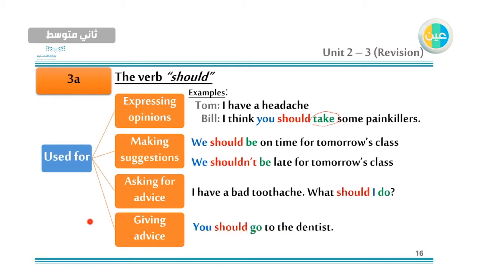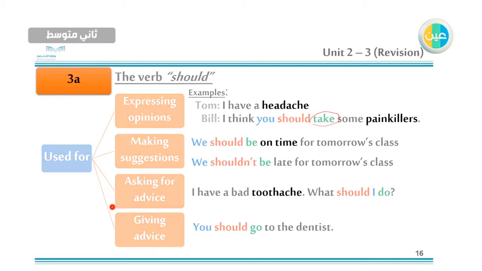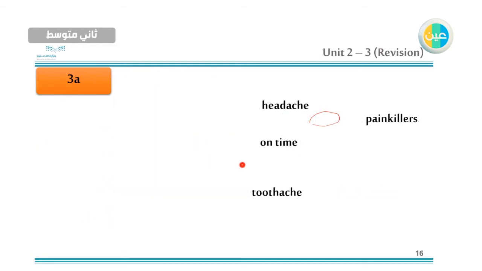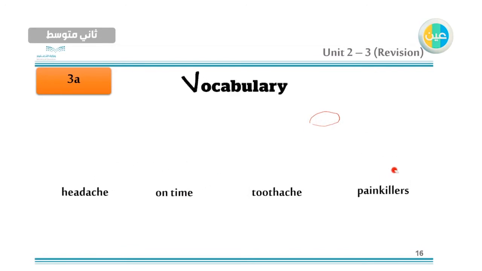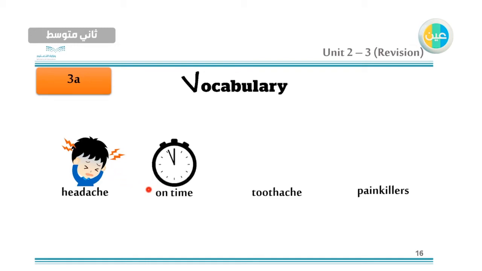So now let's take a look at some of the important vocabulary in lesson 3a, and they are in these sentences. Okay, so the word headache, we have headache, on time, toothache, painkillers. The word headache is when you get pain in your head. We call that headache.